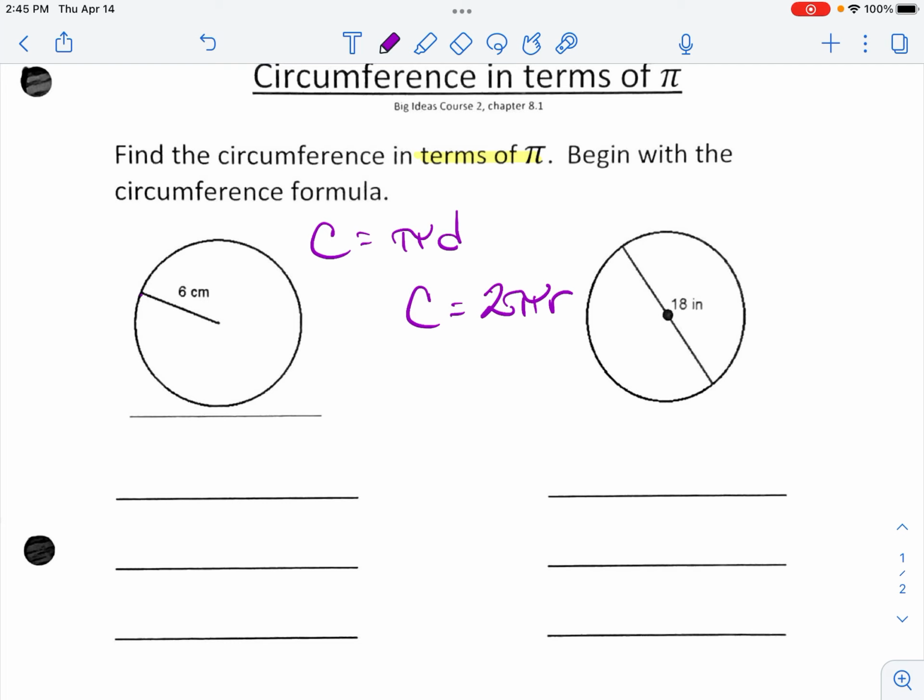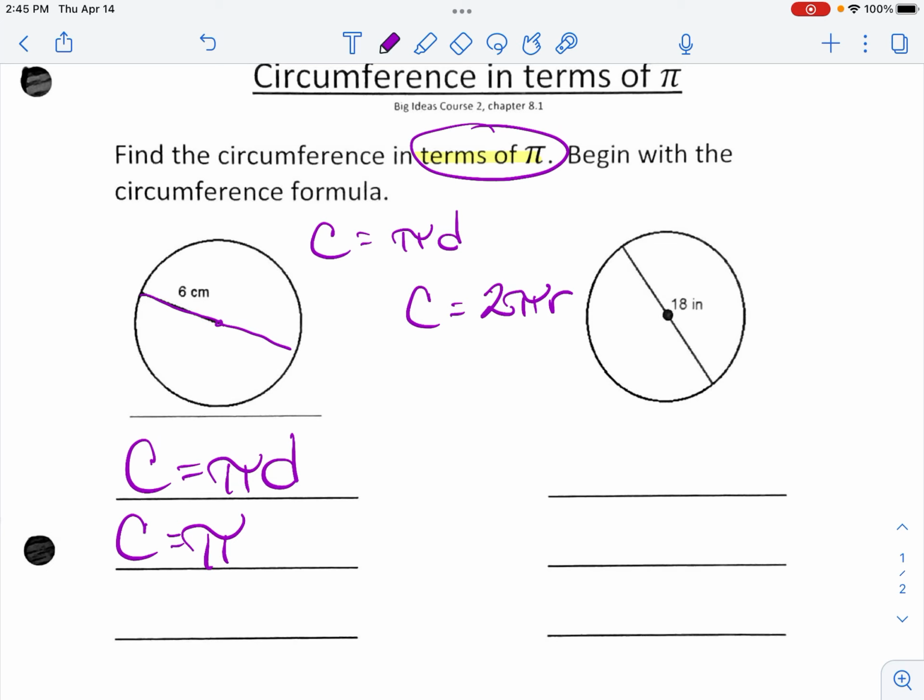For number 1, it shows us that the radius, the distance halfway across, is 6. So if I start with circumference is pi times diameter, we can leave pi alone when we do in terms of pi. We do not have to substitute 3.14 in. The radius is 6, which means the diameter would be 12. So our answer, all we have to say is circumference is 12 pi. That is it. You do not have to actually calculate 12 times 3.14.